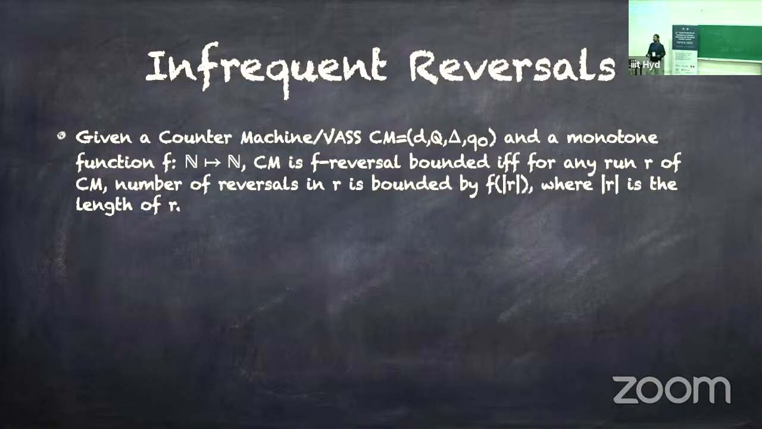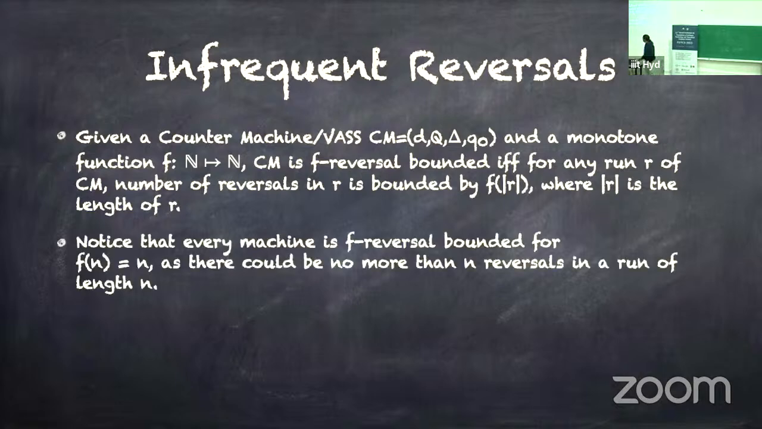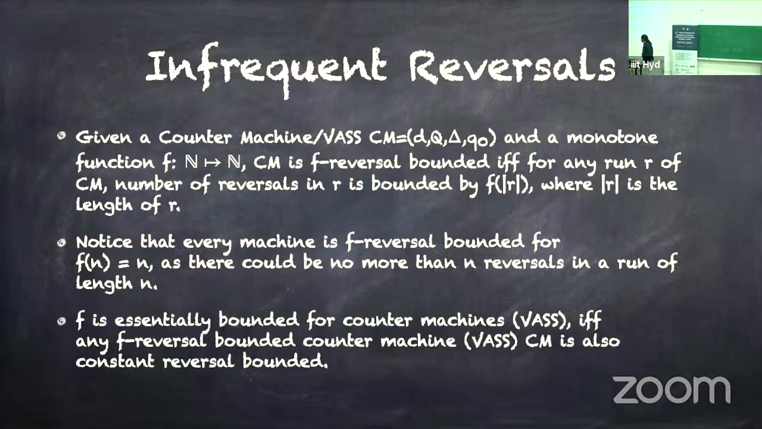That's it. So in some sense, you are not bounding with a common constant. You're bounding as a function of the length of the run. And notice that every machine is F reversal bounded for the identity function, right? Because you can have at most n reversals in an n+1 length run.